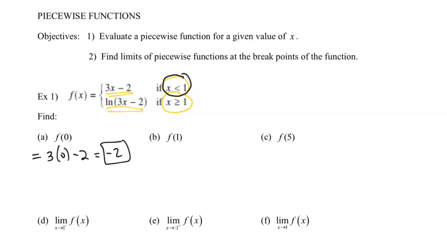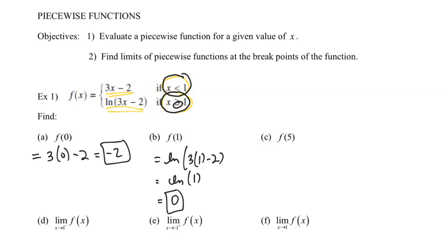Okay, for f of 1, 1 is greater than or equal to 1. So hopefully you see that little equal bar right there on that second branch of this piecewise. And so if we want f of 1, that's what we're going to plug into. So f of 1 is going to be equal to the natural log of 3 times 1 minus 2, which is equal to the natural log of 1, which is equal to 0.